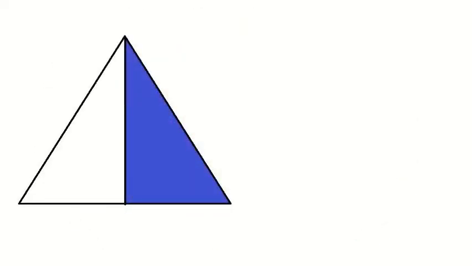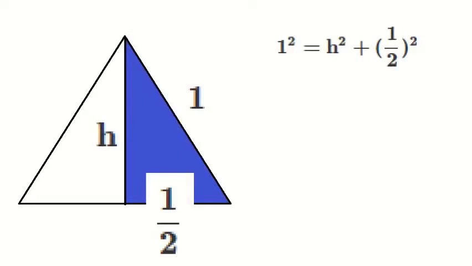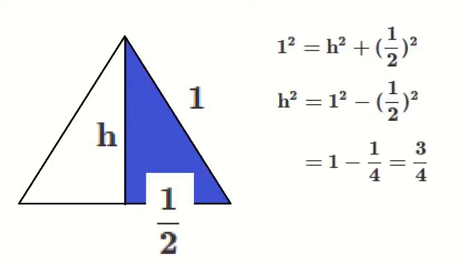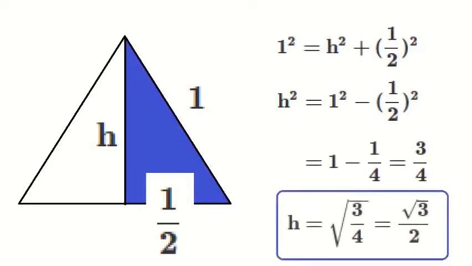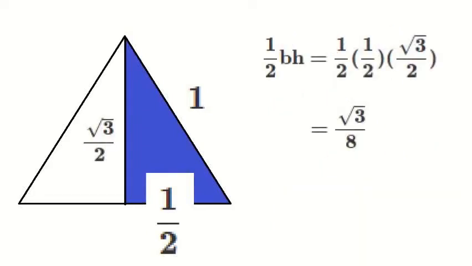Let's take a closer look at one of these equilateral triangles. What is the area of just 1/2 of one of these equilateral triangles? We've defined this length as 1, so this length must be 1/2. A little Pythagoras shows the height to be √3/2. 1/2 of the base times the height of this right triangle is √3/8.